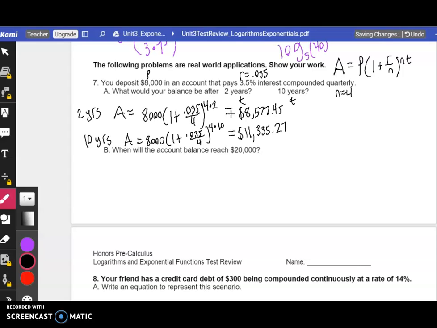Now, when will the account balance reach 20,000 is a separate question. They're giving me an amount, so 20,000 replaces A. I know the principal is 8,000, so now I have 1 plus 0.035 over 4 to the 4t. T is what's unknown here. We don't know the time it will take. So I want to solve this equation, and first thing I need to do is simplify this expression. So 1 plus 0.035 over 4, let's see what that is.